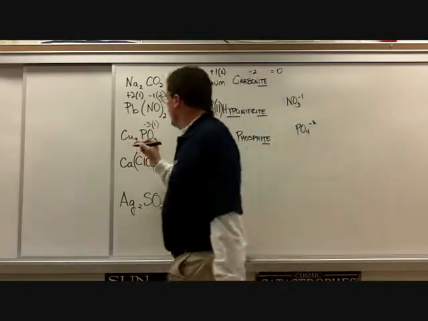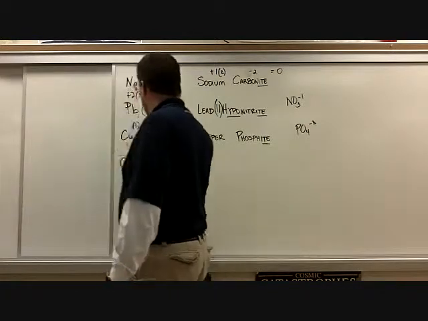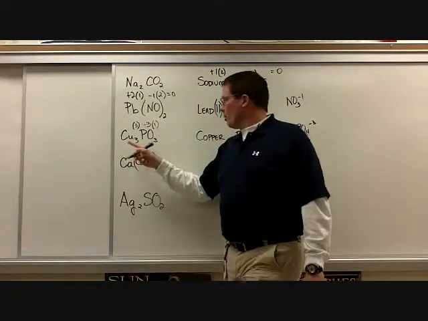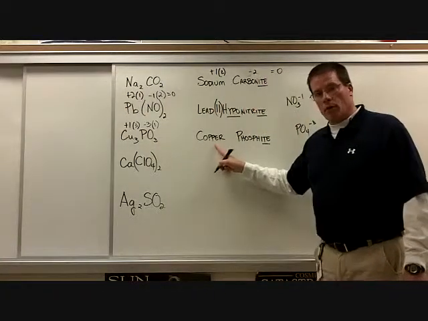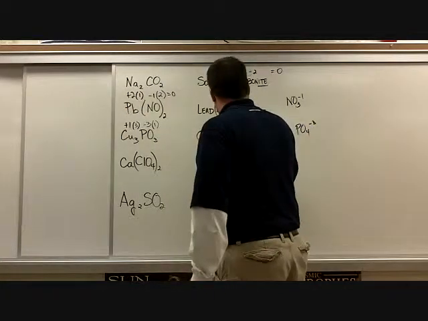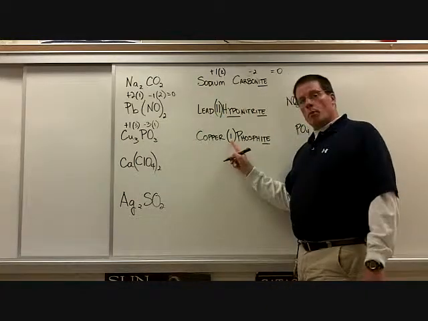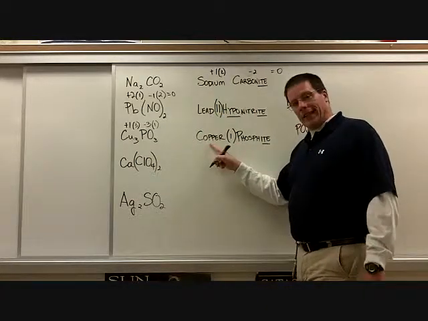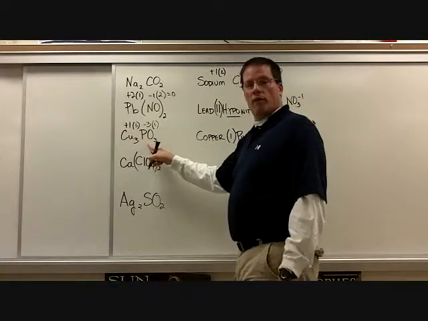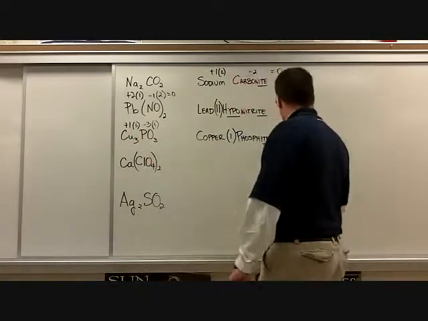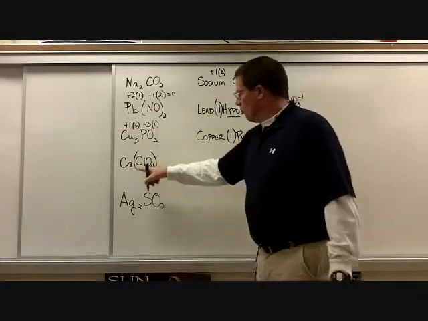How many coppers do I have? I have 3, therefore the charge on each copper must be +1. So when I come back in here and write my formula name, Roman numeral 1. The Roman numeral represents the charge on each copper metal. So each of these coppers has a +1 charge, where the phosphite has a -3. Okay? All right, let's take a look at the next one.